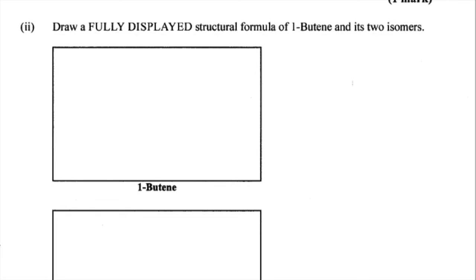So I'll put the carbon-carbon double bond at the first one from the left. It doesn't mean that you couldn't put it on the first one from the right. So let's go. That's the first carbon, that's a carbon-carbon double bond. Butene means 4 carbons.